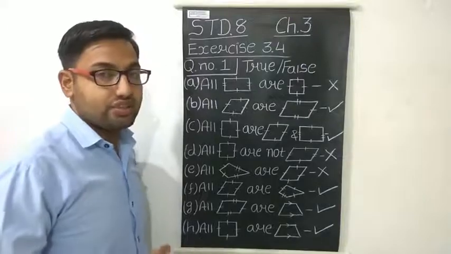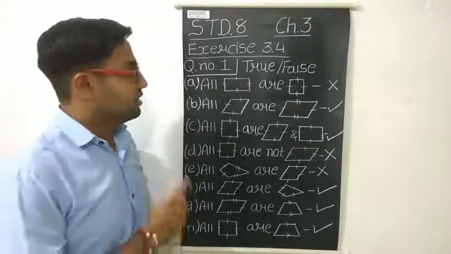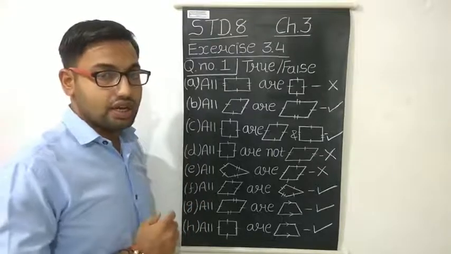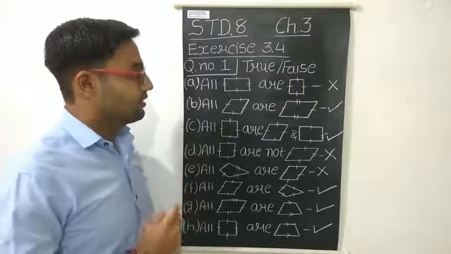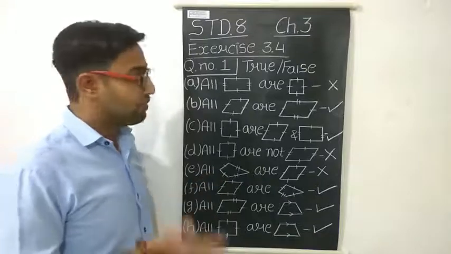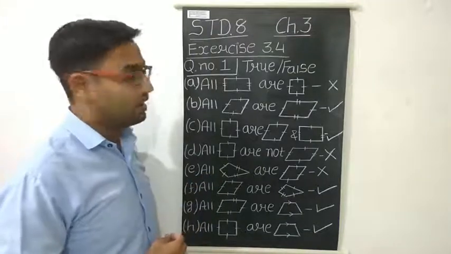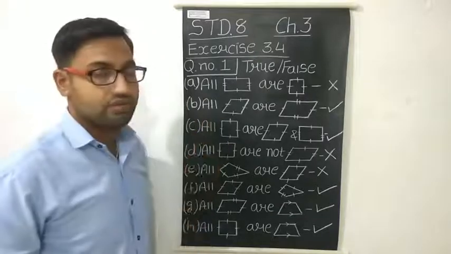Hello students, today we will study exercise 3.4. This is the topic of standard 8, chapter number 3, understanding quadrilaterals. So this exercise is based on all the types of quadrilaterals, special quadrilaterals and all that. Okay, so the very first question is about true or false.